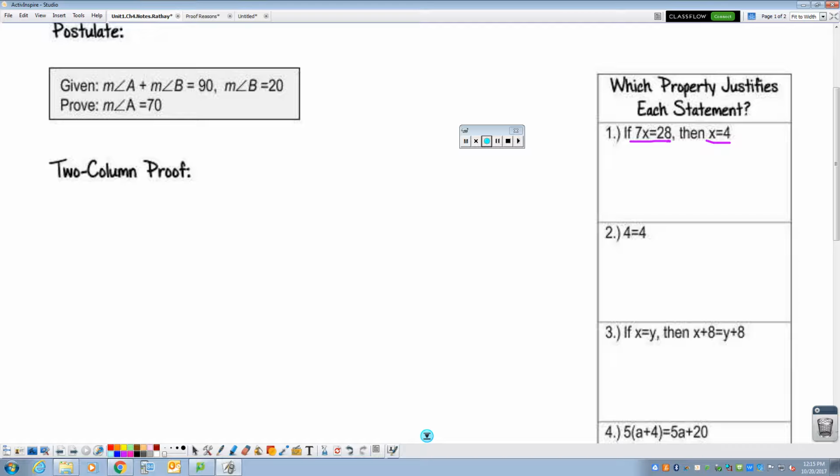So what thing on the pink sheet goes with division? The division property. Yes, or writing it out in words: equals divided by equals are equal. Good. So anytime you divide, that's what you write.